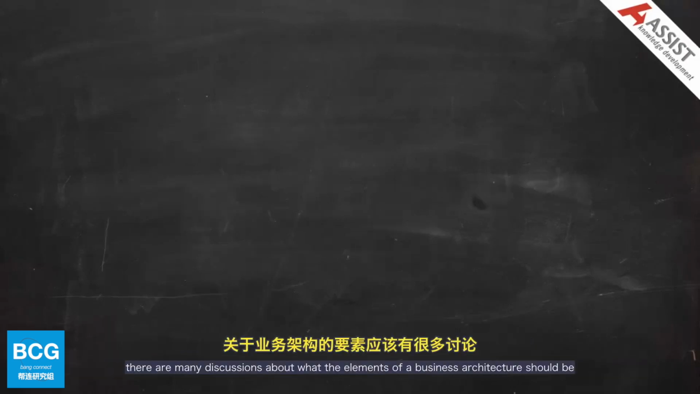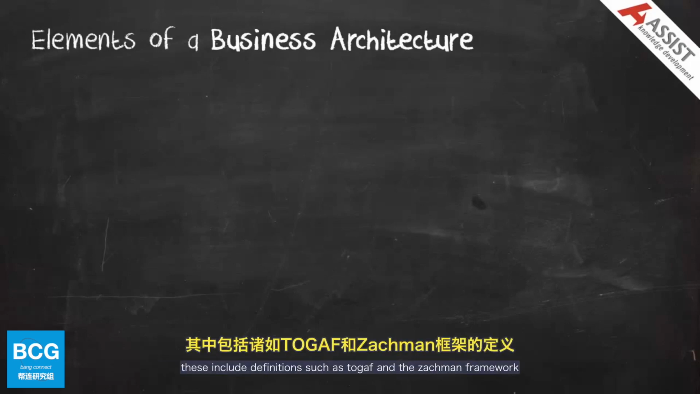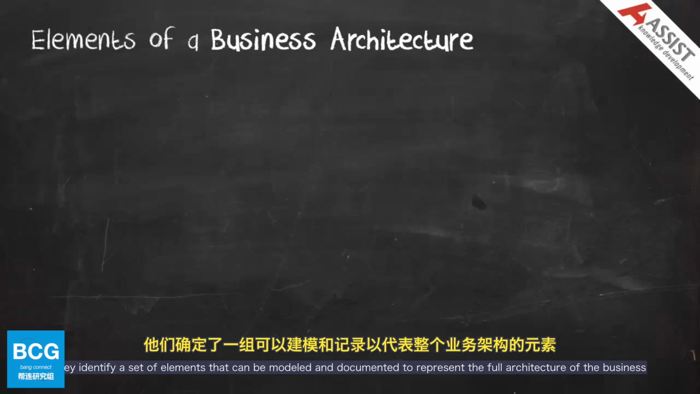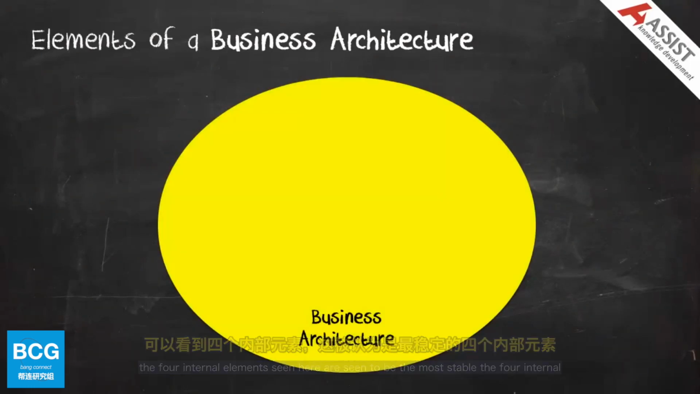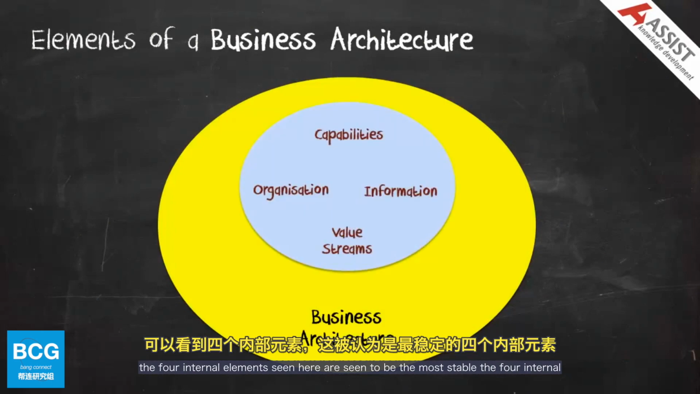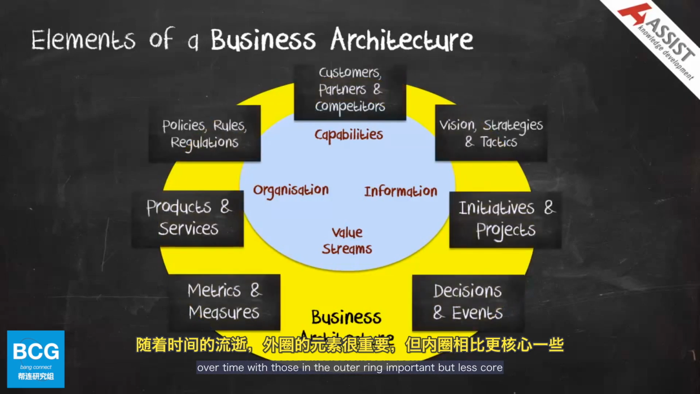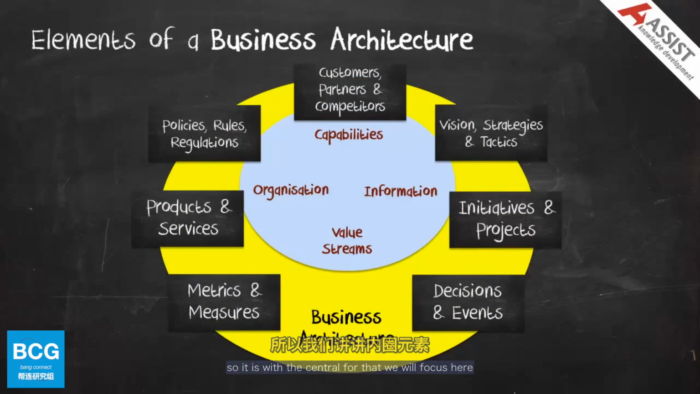There are many discussions about what the elements of a business architecture should be. These include definitions such as TOGAF and the Zachman framework. The approach we have decided to go with and look at here is that proposed by the Business Architecture Guild. They identify a set of elements that can be modelled and documented to represent the full architecture of a business. Within their model, the four internal elements seen here are seen to be the most stable over time, with those in the outer ring important but less core. So it is with these central four that we will focus here.